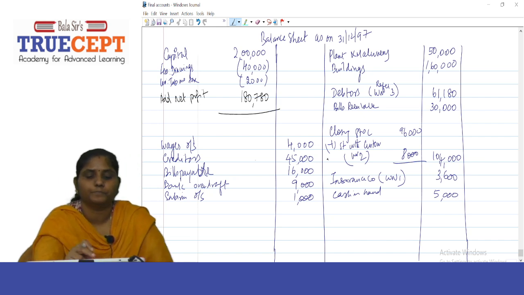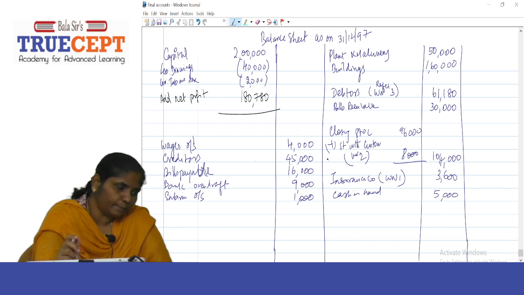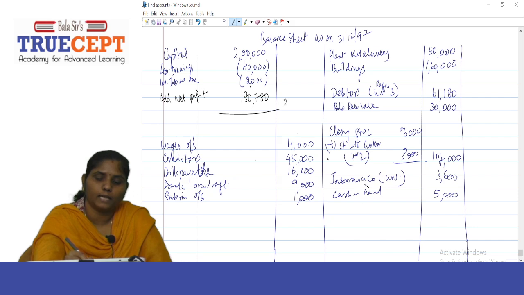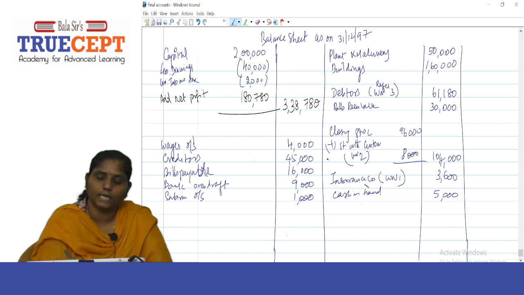Now first let's calculate what is the net amount here. 2 lakh minus 40,000 minus 2,000 income tax, add 1,80,780 profit. So how much you get? You get 3,38,780. Now all the other amounts we filled it.